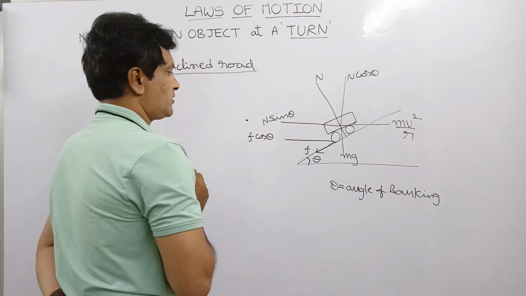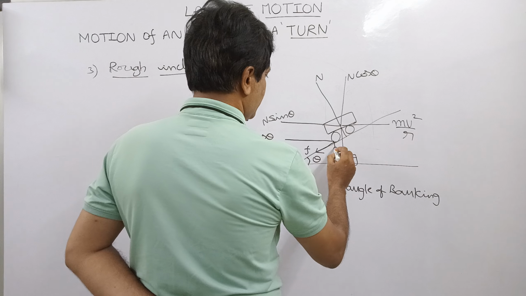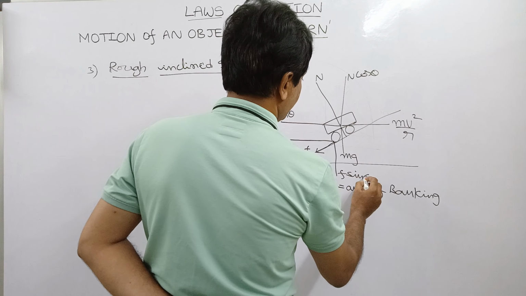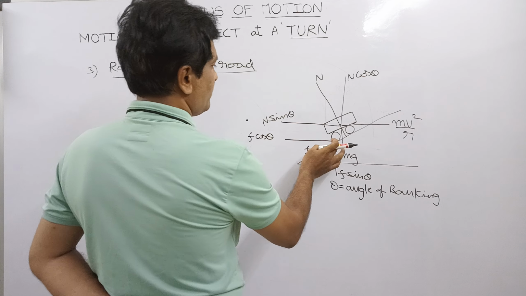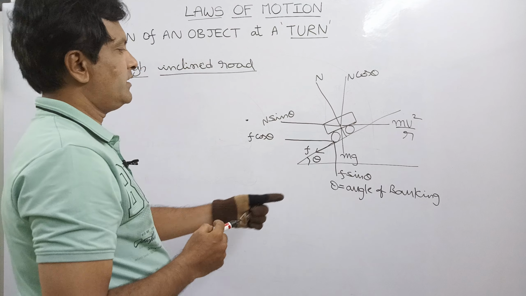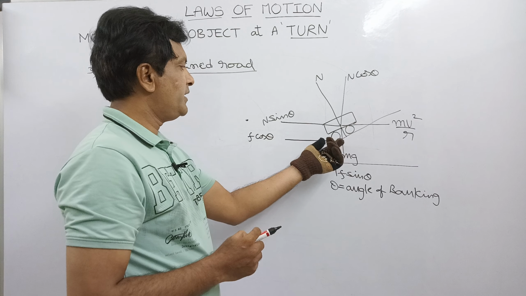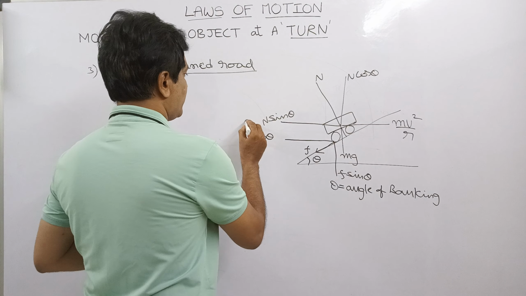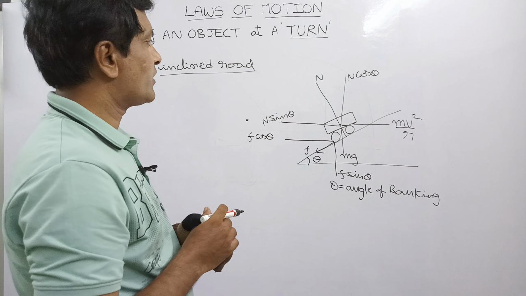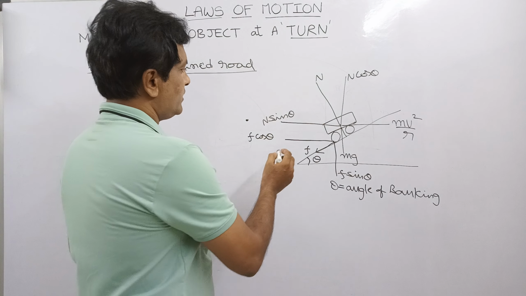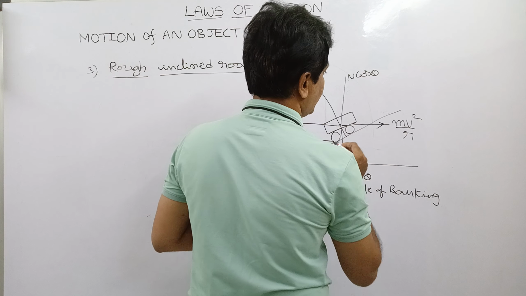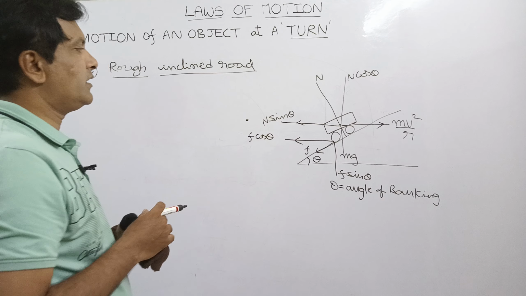F here is the frictional force, and I draw a normal to it: F cos theta, that means F sin theta. So this is the frictional force where the inclined plane is like this, and the static friction will be acting towards the center of curvature, like this component of normal reaction. So these two will act in the same direction, and this will be the centrifugal force in the opposite direction.